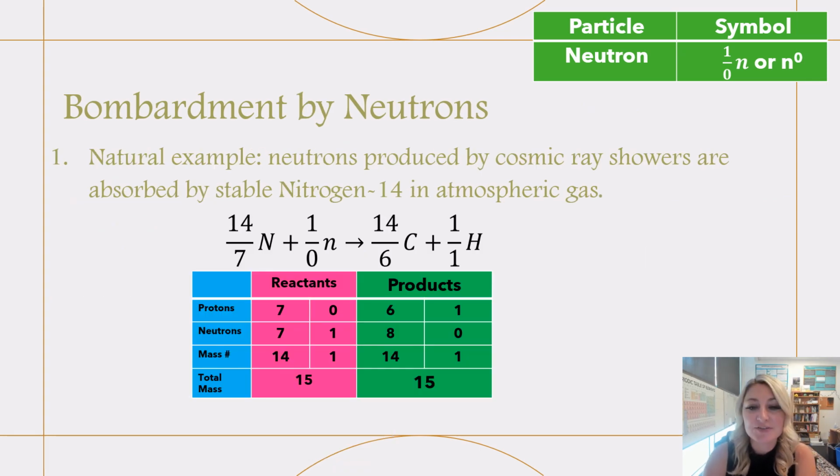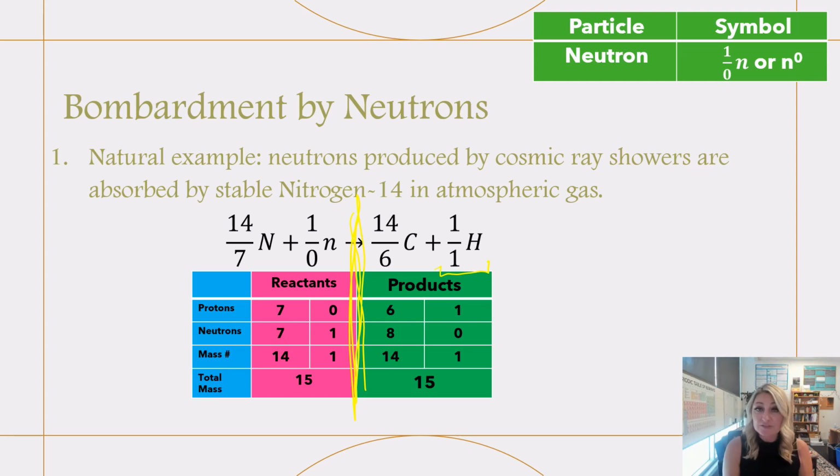A natural example: cosmic ray showers produce neutrons, and these are absorbed by atmospheric nitrogen-14. This is a little bit more complex example than I really wanted to show you, but I'm going to show it with a caveat: here we can see that there are two products. I will tell you if there is that second product and what it is so that you can account for that. But let's work this as if you had already known that from the beginning.